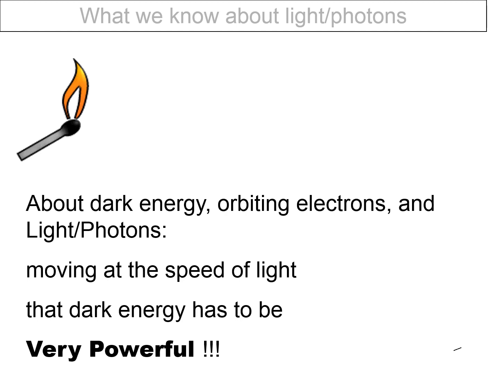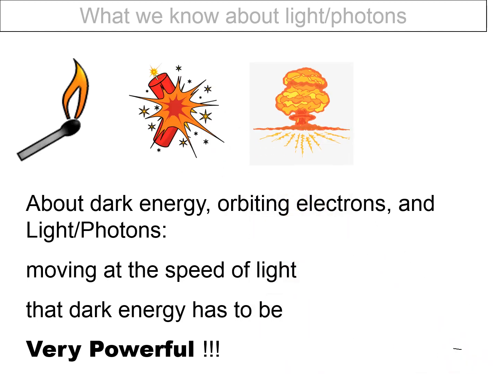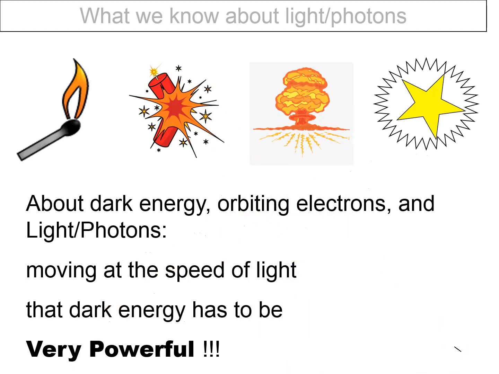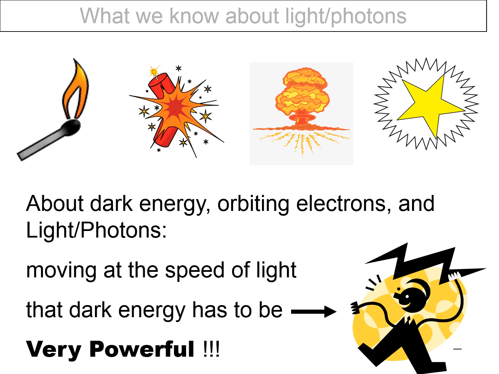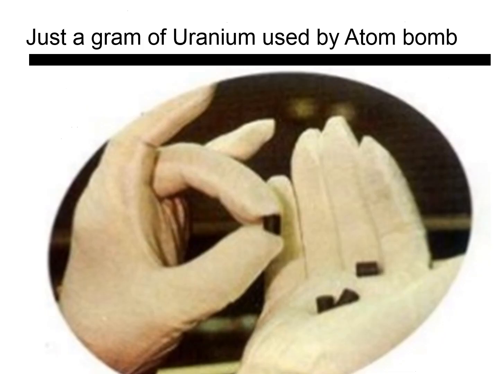About dark energy, orbiting electrons, and light photons moving at the speed of light. That dark energy has to be very powerful. To get an idea of how powerful dark energy is, we note that less than 1 tiny gram's worth of ancient uranium atoms was consumed by the first atomic bomb that destroyed a city.